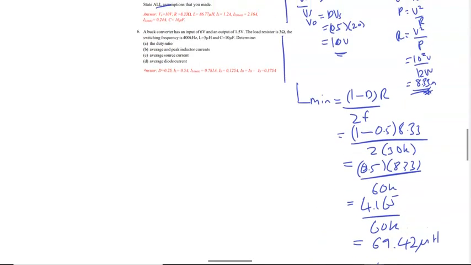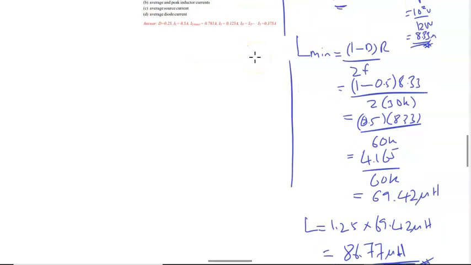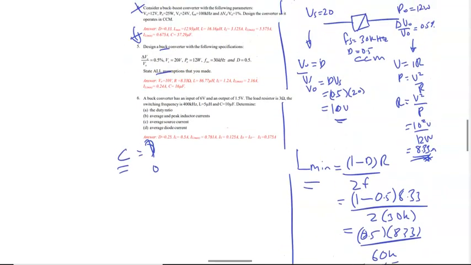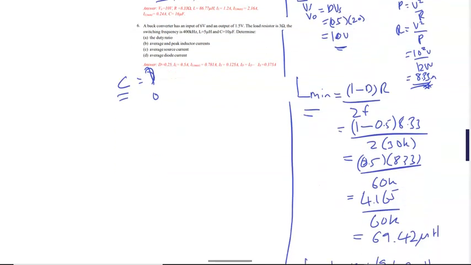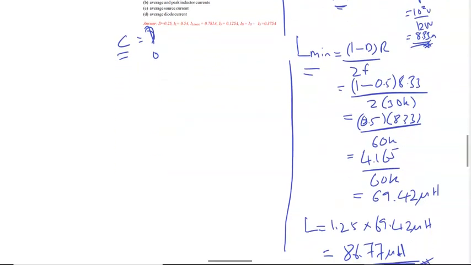Okay, then what else? So what else here? Then you need to see how much is your capacitor, and we need only to calculate for your design the inductor and capacitor. So for capacitor, we have been provided on the ripple here, which is 0.5%. 0.5% of ripple.